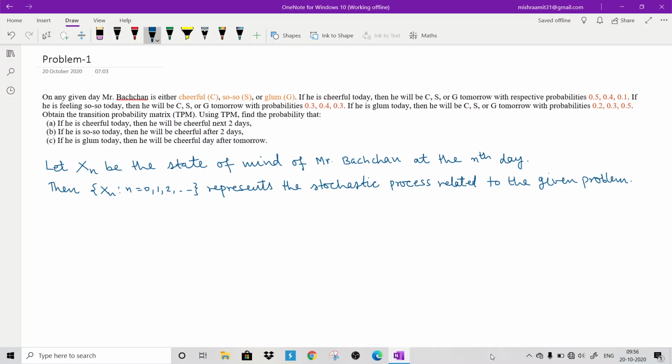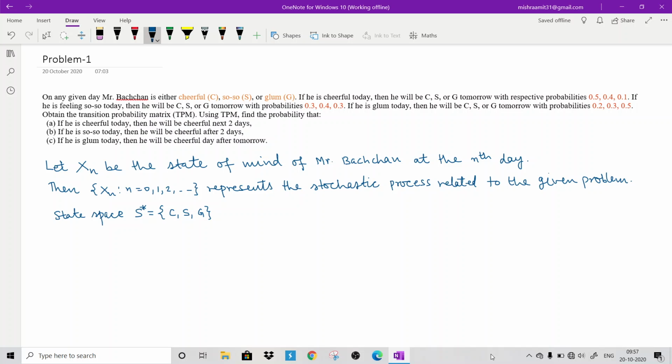So now the first question is whether this is a Markov process, a Markov chain or not. So you can see what the state space is. The state space of this process, I should not represent it by S, I am representing it by S star. So it contains C, S and G. C stands for cheerful, S stands for so and G stands for glum. So only these three possibilities are there for these random variables. And you can see that this is a discrete set, and n equals 0, 1, 2, that means the time set is also discrete. So it is a discrete time process.